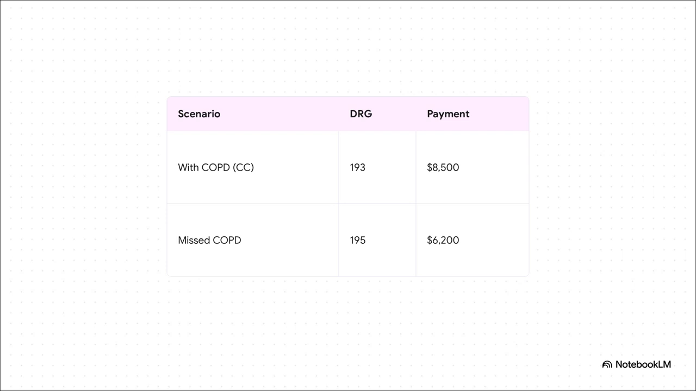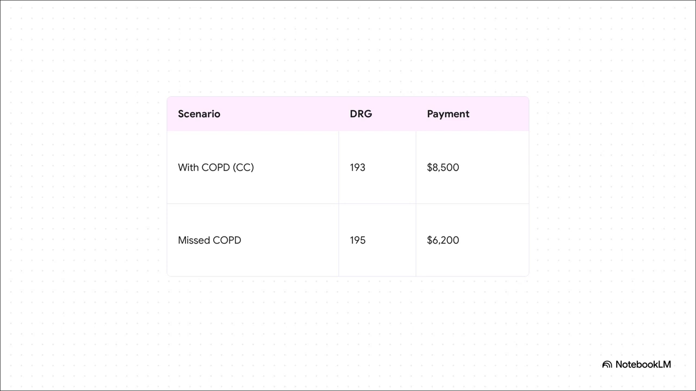Imagine a patient is admitted for pneumonia due to Streptococcus pneumoniae. They undergo a bronchoscopy, and they also happen to have secondary diagnoses of COPD and hypertension. Now, if coded correctly, this groups to DRG 193, simple pneumonia with a complication or comorbidity, or CC. With a relative weight of 1.10, the expected reimbursement for this chart is exactly $8,500.